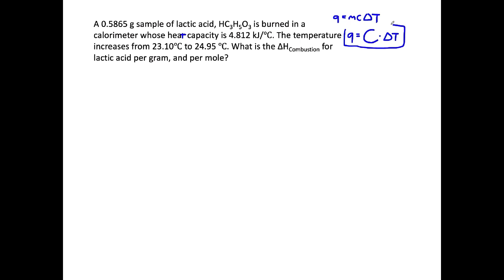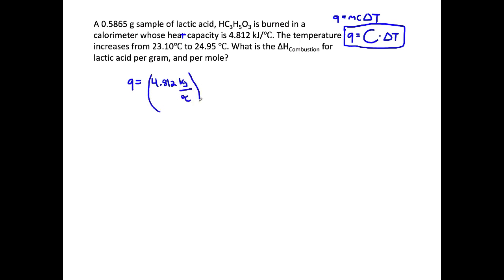We're going to use the calorimeter constant first, and then we're going to come back and figure out how much heat is used per gram and per mole. So the first thing we have to do is figure out the raw heat involved. So Q is going to equal, right, we start with the calorimeter constant, 4.812 kilojoules per degree C.